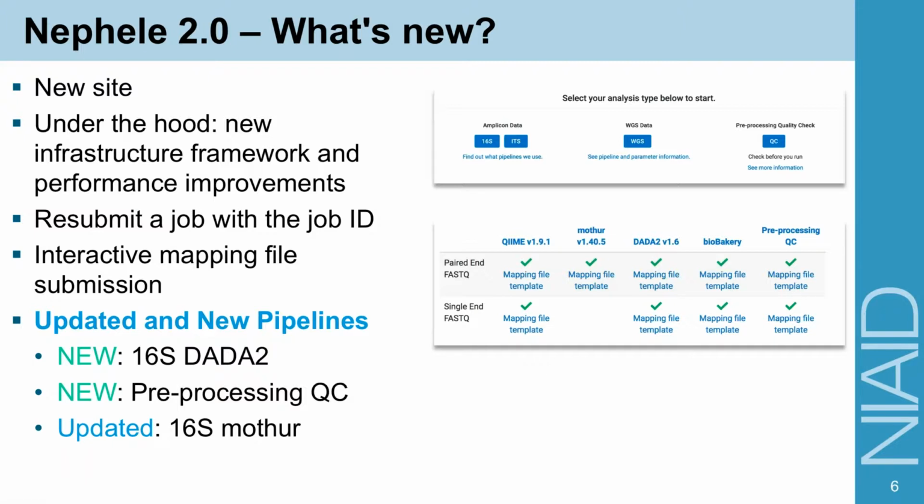And we also updated and added some additional pipelines. We're still actually continually adding pipelines as time goes on. So we added the DADA2 pipeline for paired end and single end 16S data. And we added a brand new pre-processing QC pipeline. So I'll talk a little bit about these during this webinar. And then we also updated the version for Mothur to version 1.40.